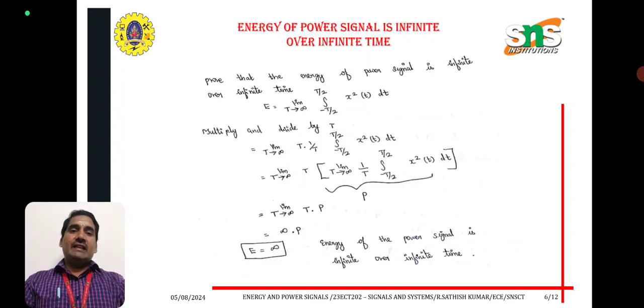Next one, prove that the energy of the power signal is infinite over infinite time. Energy E = limit T tends to infinity of the integral from -T/2 to +T/2 of x²(t) dt. Multiply and divide by T. Therefore, limit T tends to infinity of T times 1/T times the integral from -T/2 to +T/2 of x²(t) dt. Taking T as common, limit T tends to infinity of T times the power of the signal. Substituting T as infinity, infinity times the power signal is equal to infinity. Energy of the power signal is infinite over infinite time.